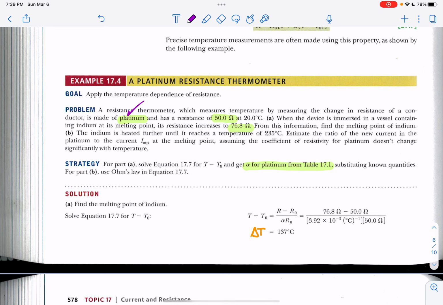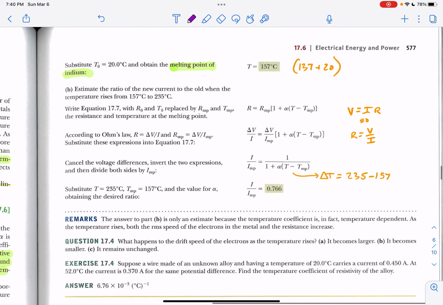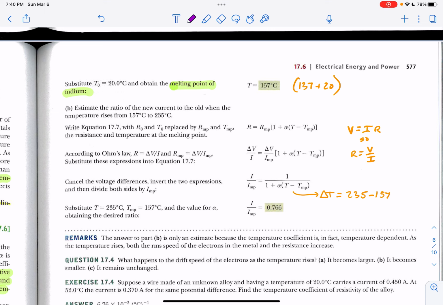So here we're talking about platinum, and here we're talking about a 50 ohm resistance at 20 degrees. Another part of the problem, we're going to talk about 76.8 ohms. And so if we come over here to look at the problem, the first thing we need to do is find our delta T, change in temperature, and that's going to go in there. We have to look up that resistivity that's affected by temperature, the temperature coefficient. Here is the actual resistance.